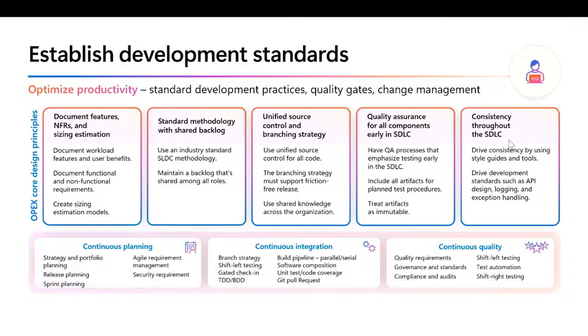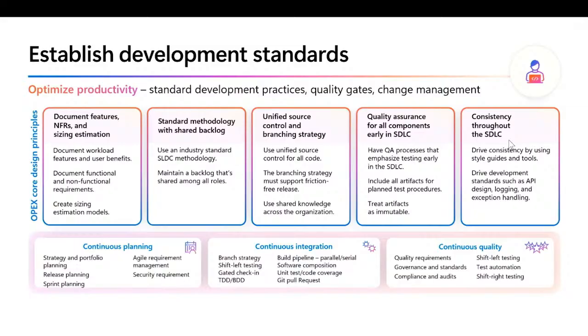Continuous planning is vital for your success. This includes strategy and portfolio planning, release planning, sprint planning, agile requirement management, and security measurements. So for continuous integration, you need a solid branch strategy, shift-left testing, gated check-ins, test-driven development, or behavior-driven development, build pipeline, software composition analysis, and the list goes on.